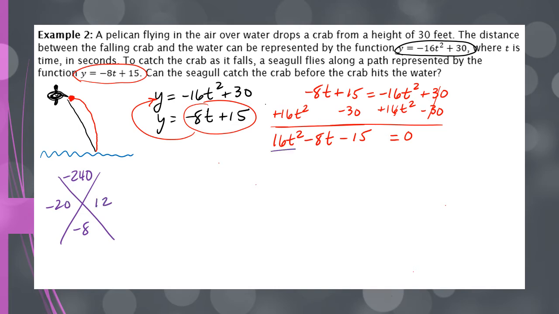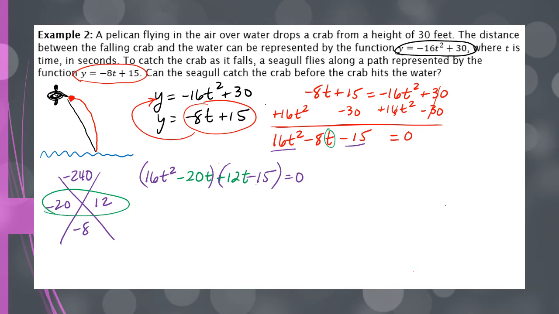So at this point, I'm going to rewrite the first and the last terms. So 16t squared and then minus 15. And in the middle, my new numbers, I'm going to rewrite those so that they have the same variable as the middle term. So it's going to be minus 20t plus 12t. And now I need to do a grouping problem. So I'm going to put parentheses around the first two and the last two. And by the way, this should still be equal to 0.